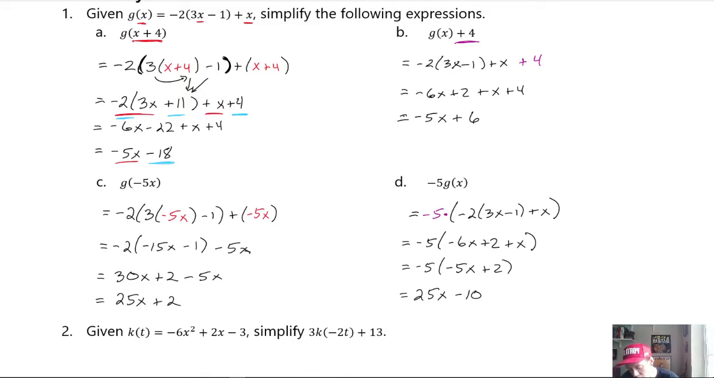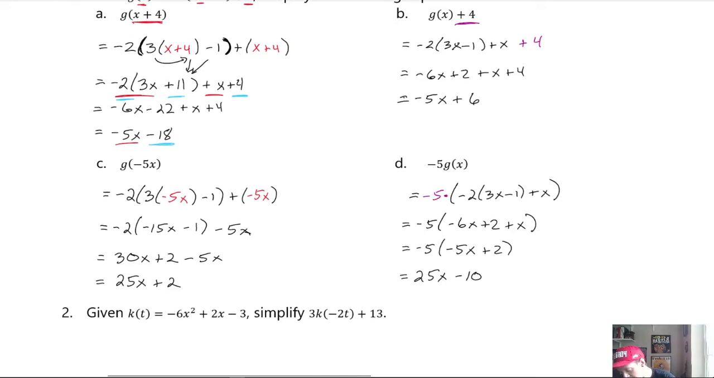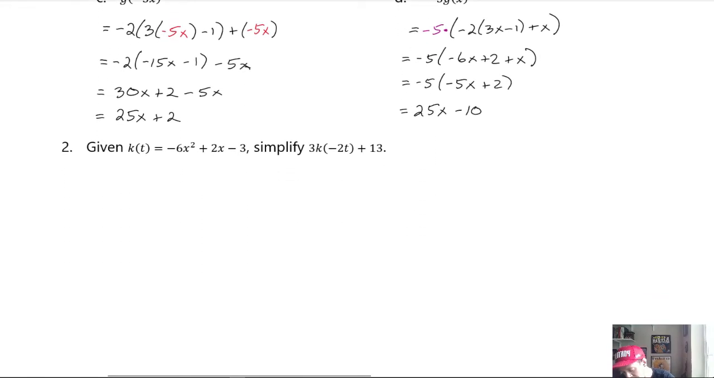That's it. We've got all of part T complete. That's all the way simplified, so we're good to go there. Let's move on to problem 2, where we do a little bit more complicated thing here.